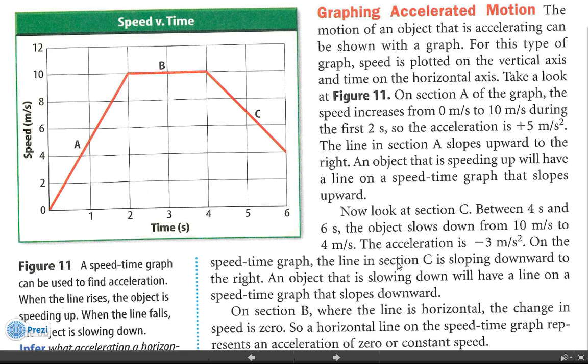We are going to write down the facts that on a graph, if we have a slope that is positive, your acceleration, you are speeding up. If you have no slope, your acceleration is 0. You're at a constant speed. And if your slope is negative, you are slowing down.